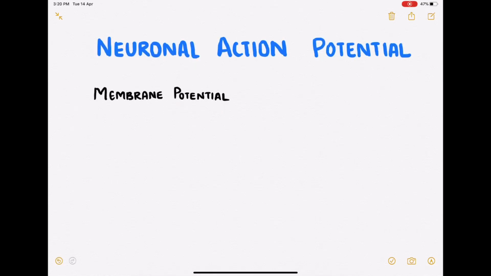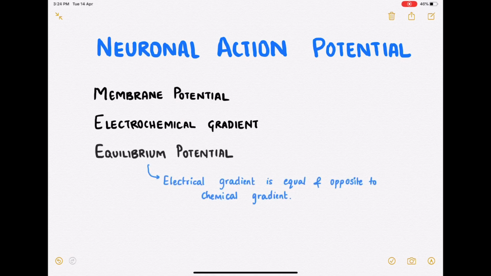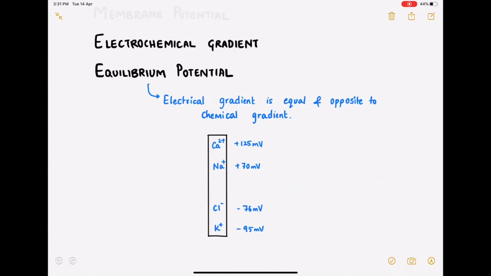Membrane potential is a difference in electric potential between the interior and exterior of a cell. Electrochemical gradient is a combination of electrical and chemical gradient of the ion. Equilibrium potential is the membrane potential at which there is no net flow of an ion. That is, it is the membrane potential at which the electrical gradient is equal and opposite to the chemical gradient of the ion. These are the equilibrium potentials of a few well-known ions.